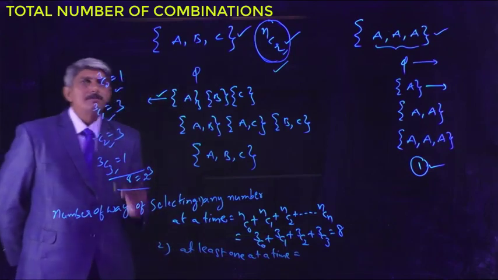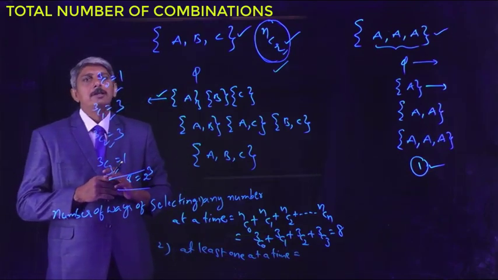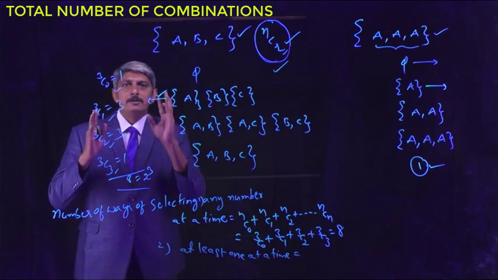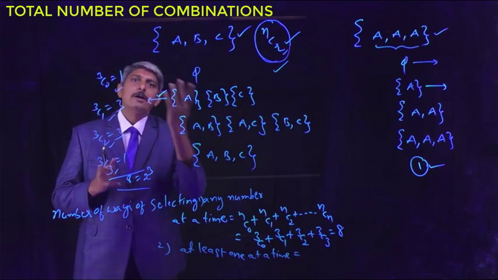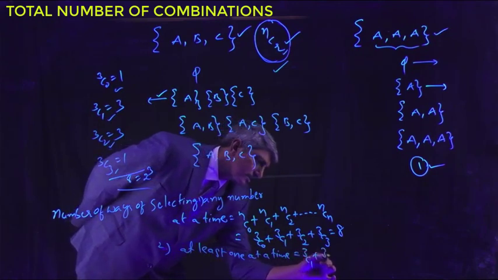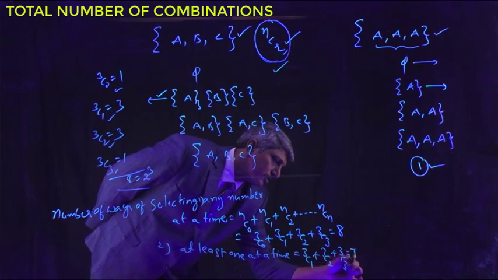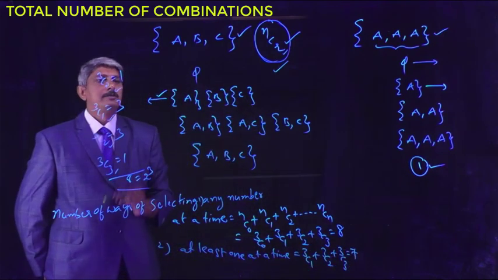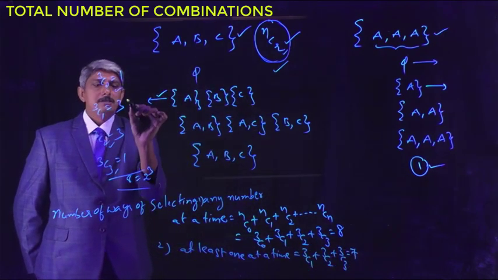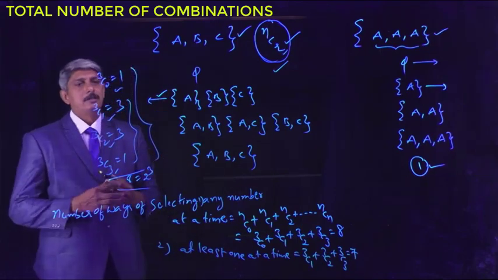The required subsets containing at least one at a time means the required subsets may contain 1 thing or 2 things or 3 things. This is 3C1 plus 3C2 plus 3C3. This is equal to 7 possibilities. Okay. So these are the cases, 7 possibilities. Any number means by counting all these cases.